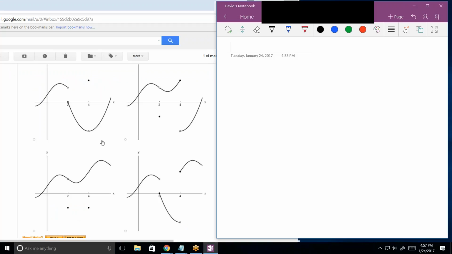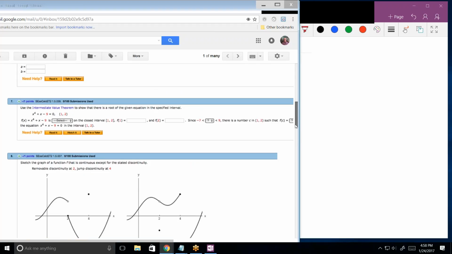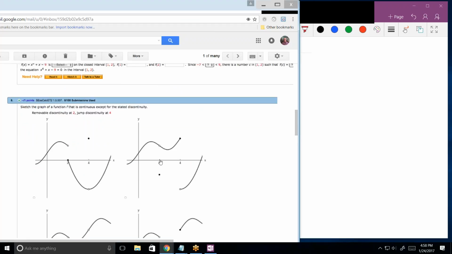These must be called removable discontinuities here, which means not this one. It's got to be the upper right. In other words, the upper right has a removable discontinuity at x equals 2, because there's a hole there, and it's a jump discontinuity at 4 because it's jumping from this all the way up to there. Is that correct?